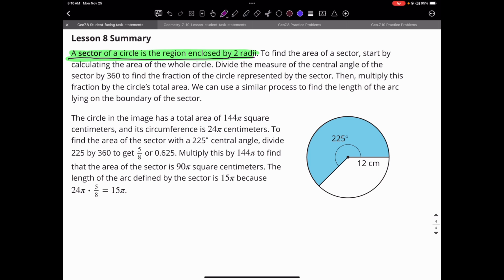We can use a similar process to find the length of the arc lying on the boundary of this sector. I showed you guys how to do it. They make it a little more complicated than it really is, but sometimes that's the way it goes with these workbooks. All right, let's move on to lesson 10.